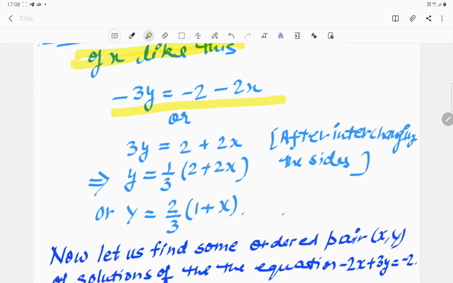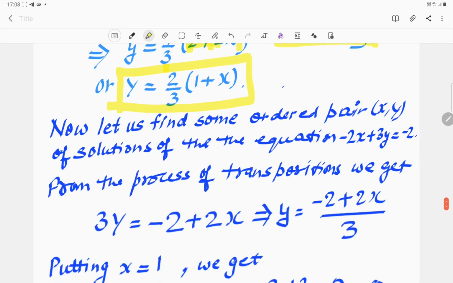Now here what I have done, the negative is common on all sides, and the sides are interchanged. After interchanging the sides, the signs will change. Otherwise you can take negative common from both sides and cancel it. So finally the equation which is with us is y equals to 2 plus 2x by 1 by 3, and we can take this 2 also common. So the final equation is this.